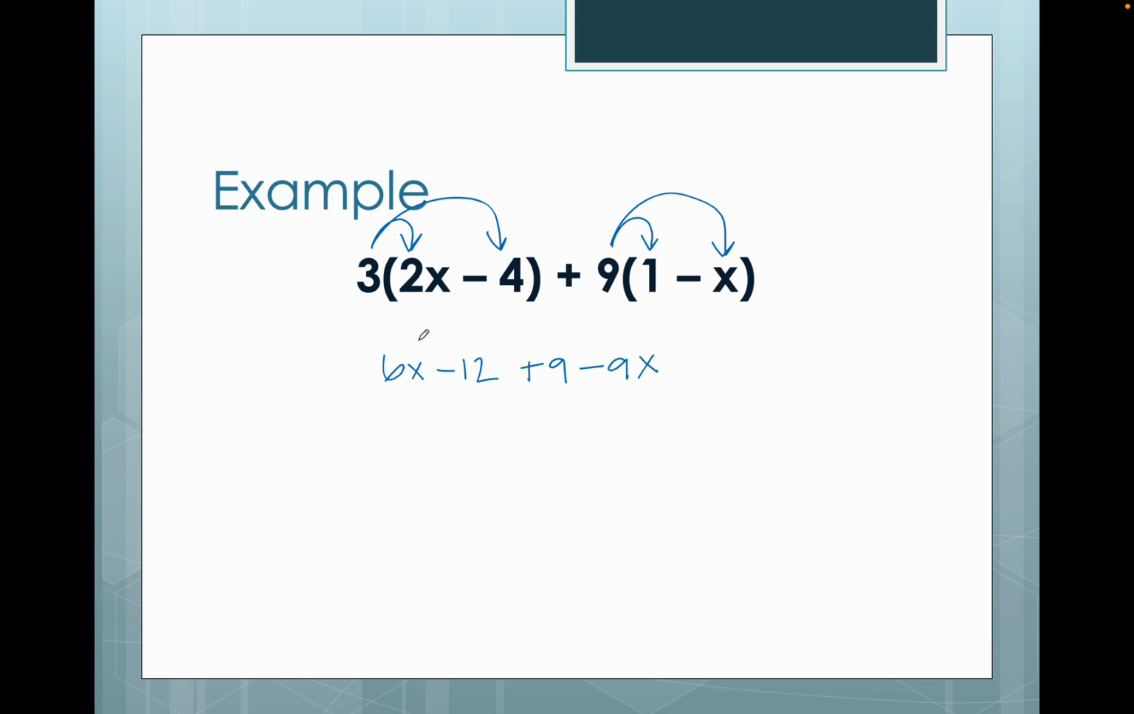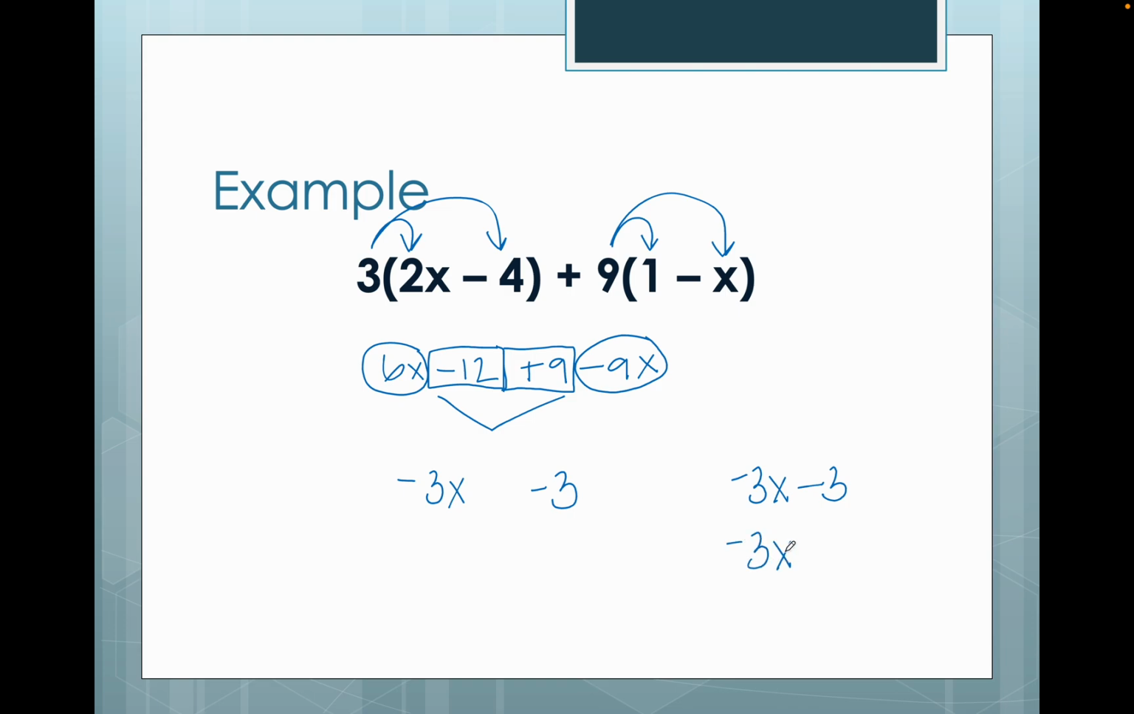To combine our like terms, we have 6x, and then we're going to subtract 9x from 6x. 6 minus 9 is negative 3x. And then we also have a negative 12 plus 9. A negative 12 plus 9 is a negative 3. You can write your answer as negative 3x minus 3 or negative 3x plus a negative 3.